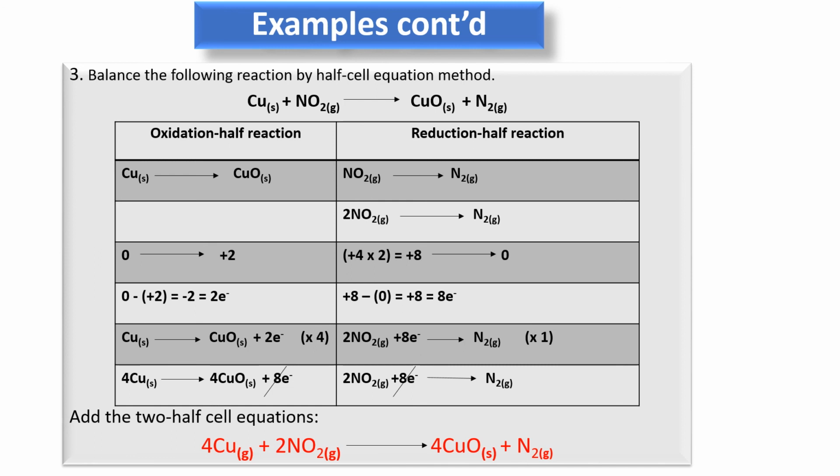So the number of moles of electron gain and number of moles of electron loss are now equal. Then they cancel each other, and then you balance the equation. Bring this reactant here and this reactant here. Bring this product here and bring this product here, and then the equation is balanced and you are good to go.